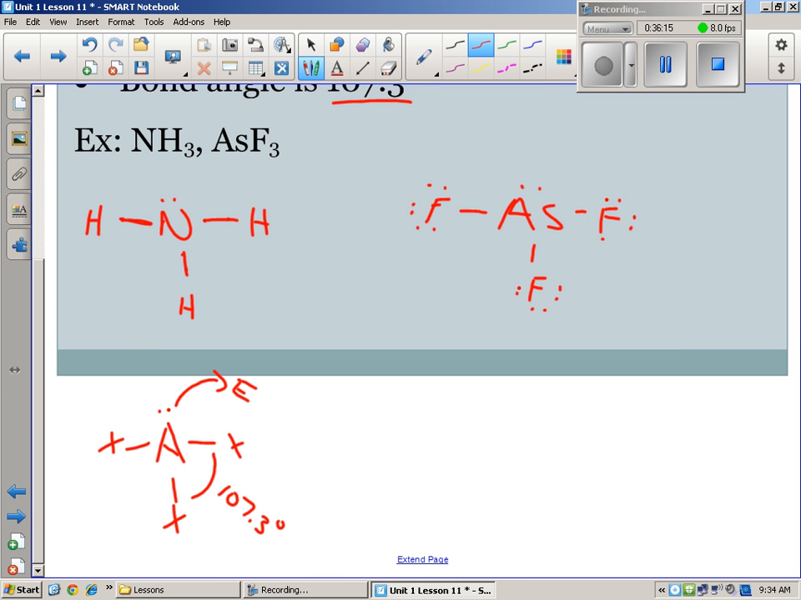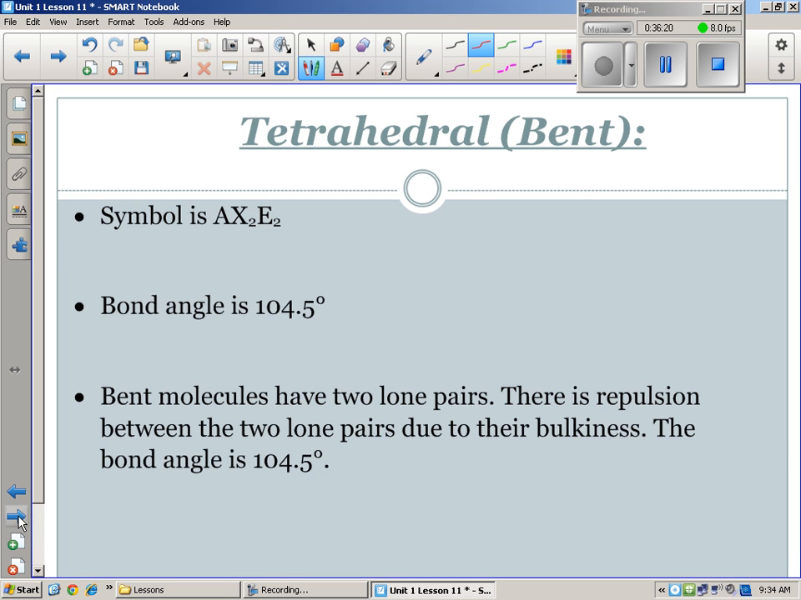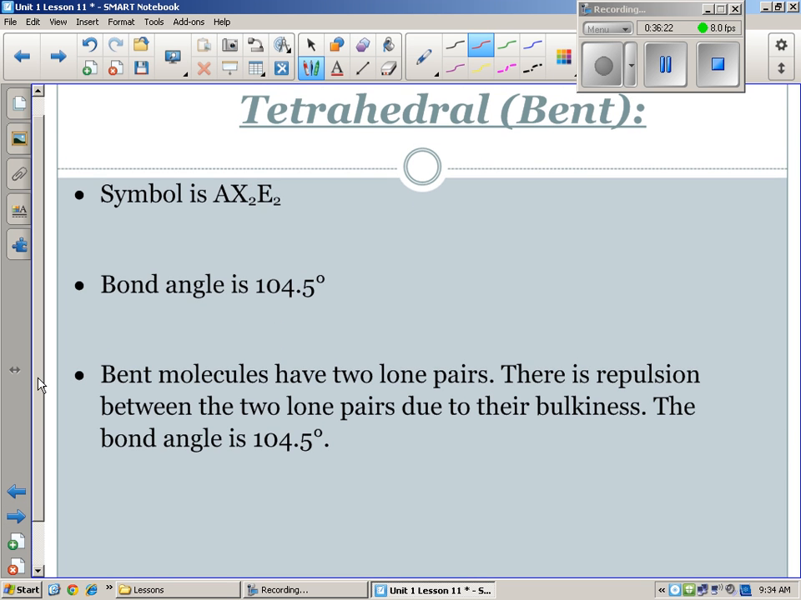Okay? And there's one last one here. AX2E2. This one is called tetrahedral bent. Now remember, we have 2 bent names already. We have trigonal planar bent, and this one is tetrahedral bent. So make sure you distinguish between those. Just don't put down bent, because I won't know which one you're talking about. Once again, AX2E2 means it's tetrahedral bent. Bond angle is 104.5 for this one.